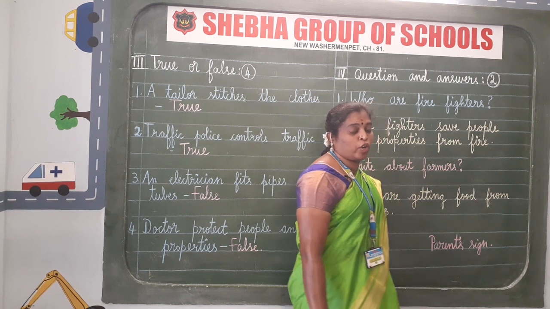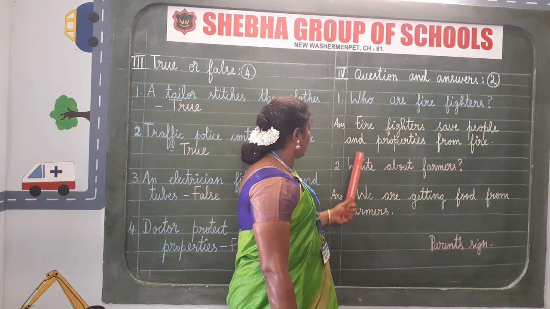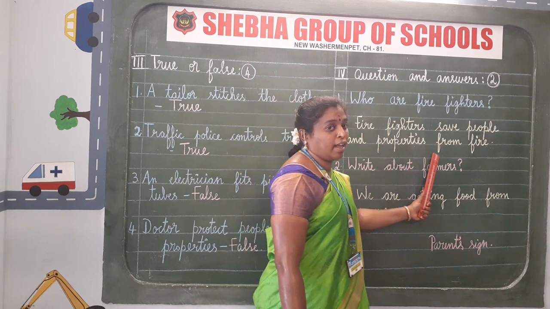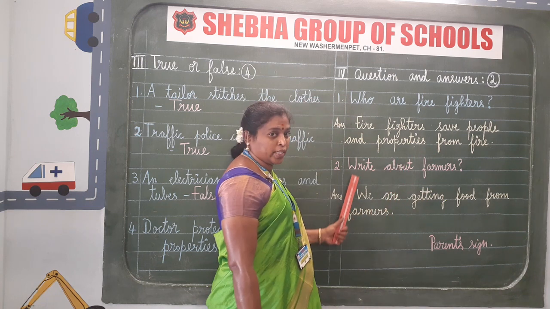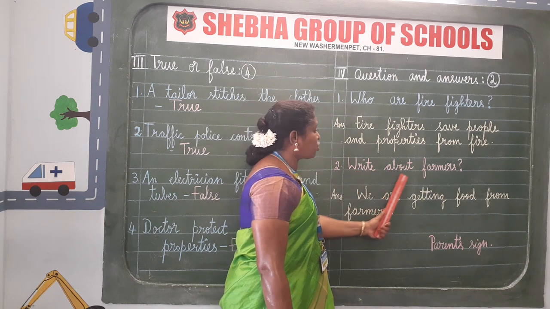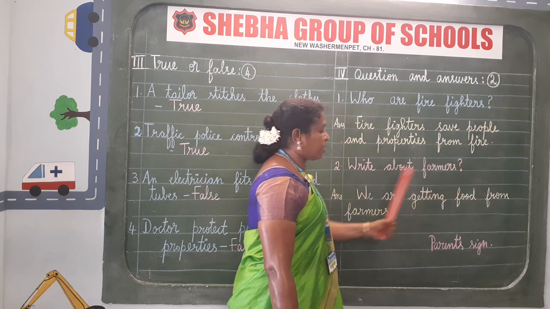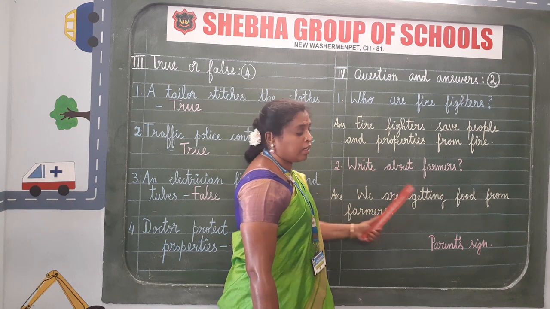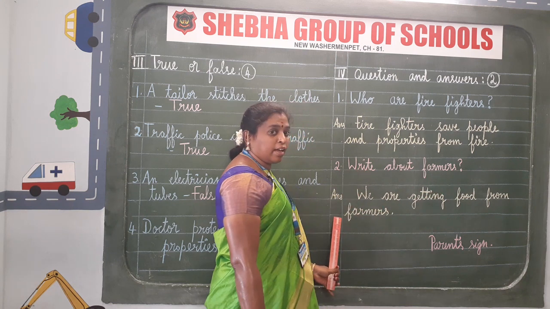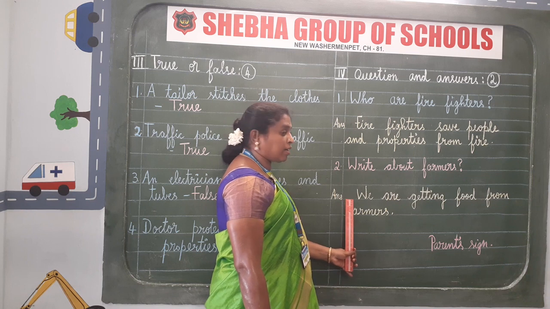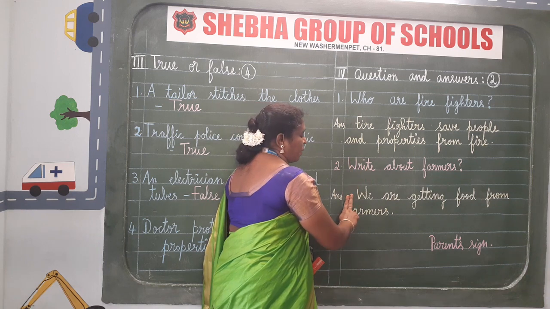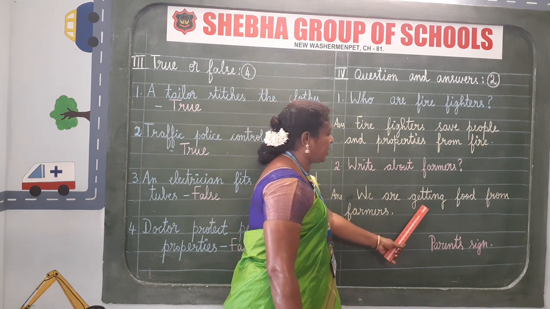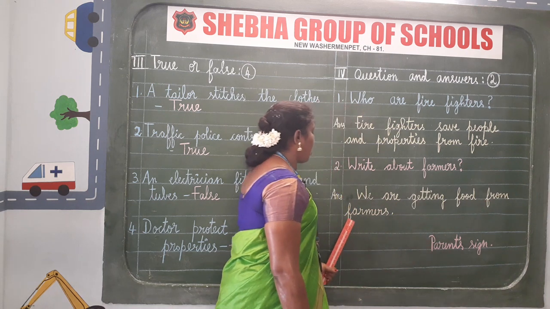Okay, children, now we are going to write the second one. Before writing the second one, you have to leave again a line and then start writing the second question. Write about farmers. Question mark. After writing the question, leave one line and start writing the answer. Before writing the answer, leave 2 finger space gap and start writing. We are getting food from farmers.